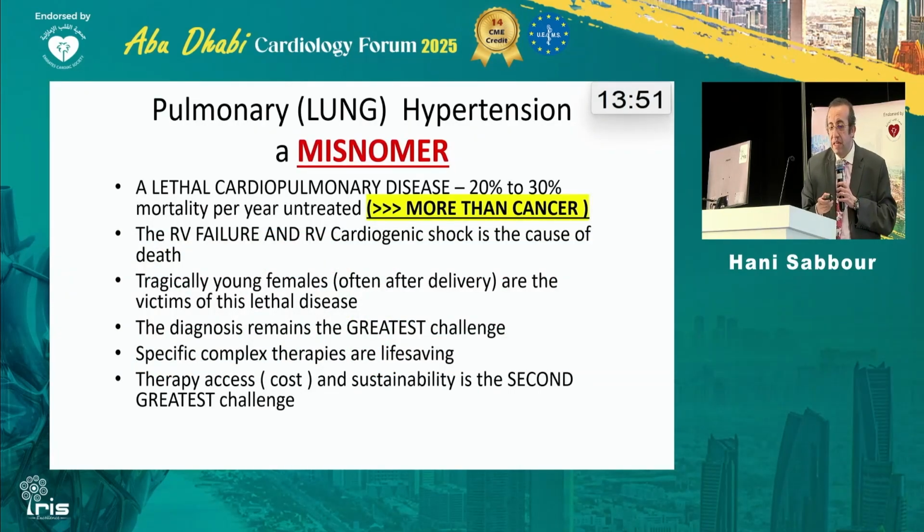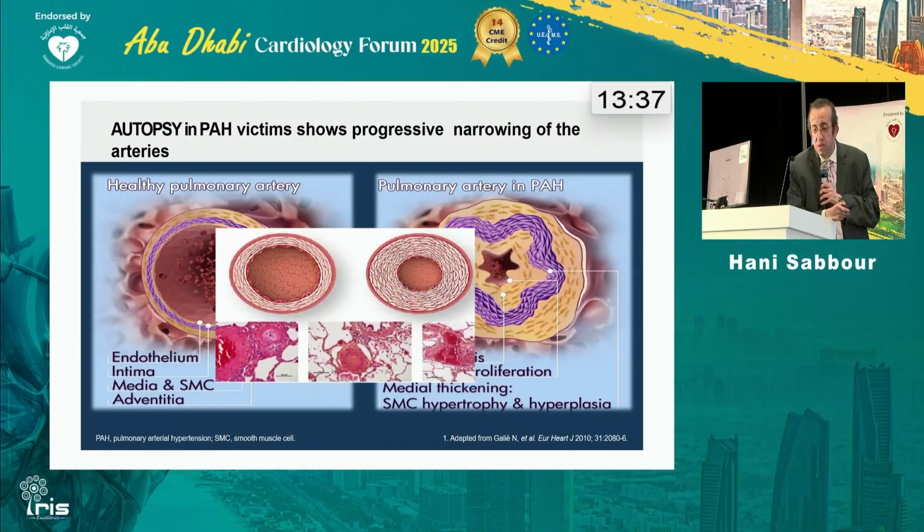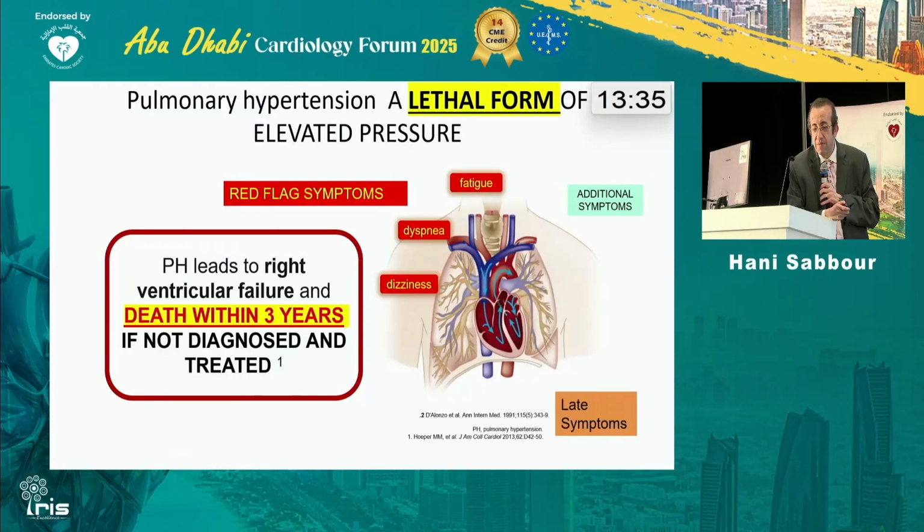Tragically, these are young females after their first delivery, young mothers who die, and this is a very sad and tragic thing. We've seen a couple of patients recently. We really want to avoid this problem, and diagnosis is the first and greatest challenge, and therapy access is also the same. One thing to remember, with RV failure, death will occur within 3 years: mortality is 30% in the first year, by the second year it's 60%, by the third year it's 90%.